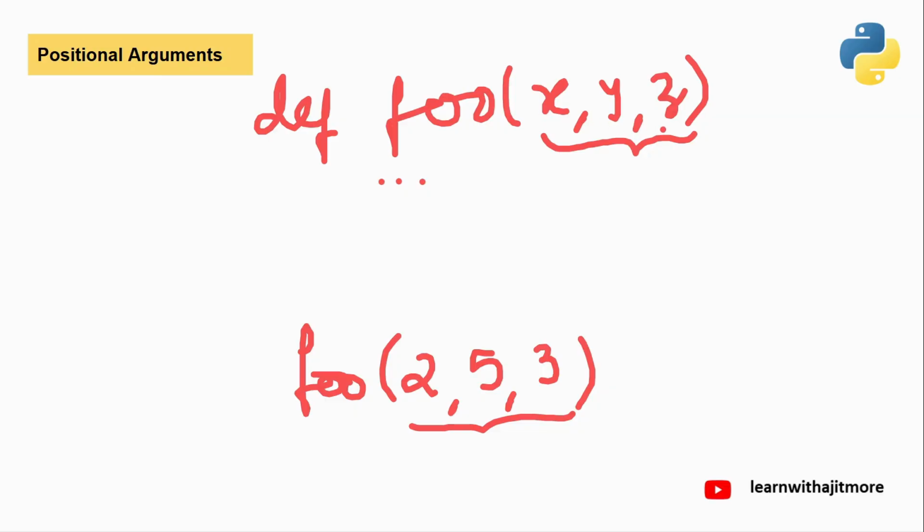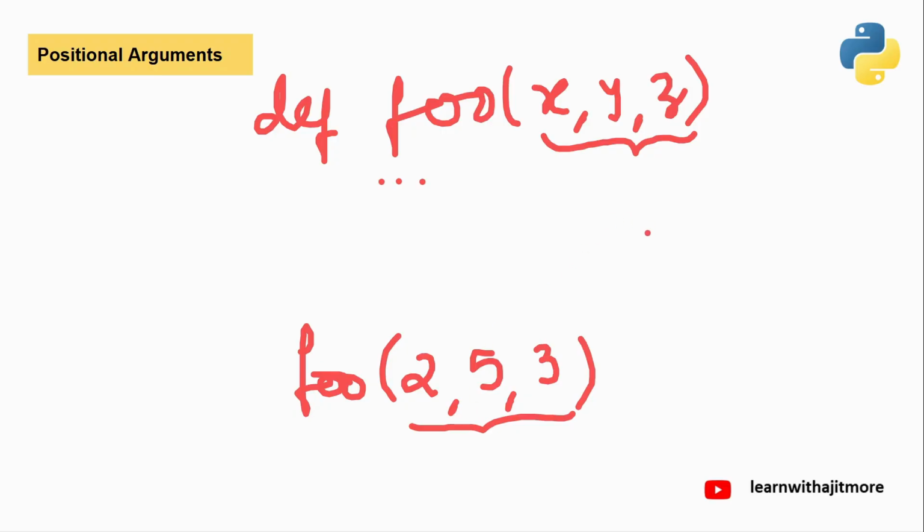Like here in the definition, the formals are 3. So at the time of call also, the arguments should be 3. That is the first rule. If in the definition there are 3 parameters, then exactly at the time of call also, you have to give 3, not more, not less.